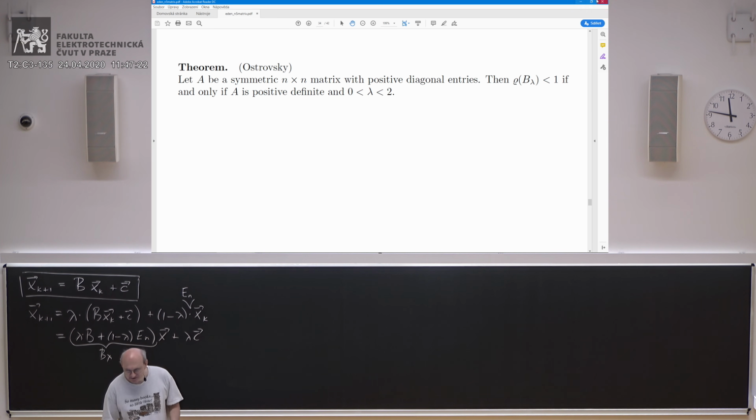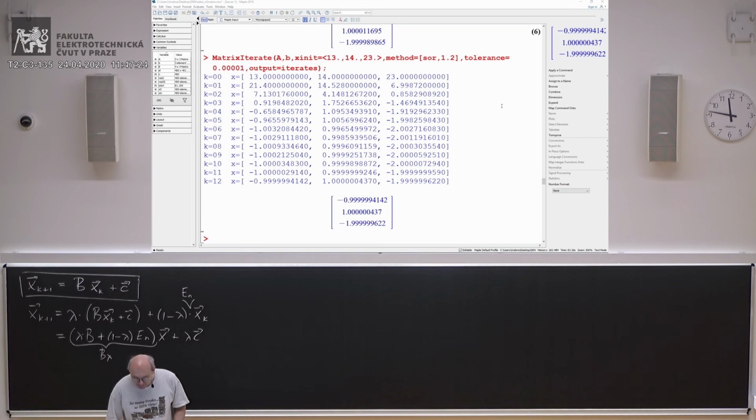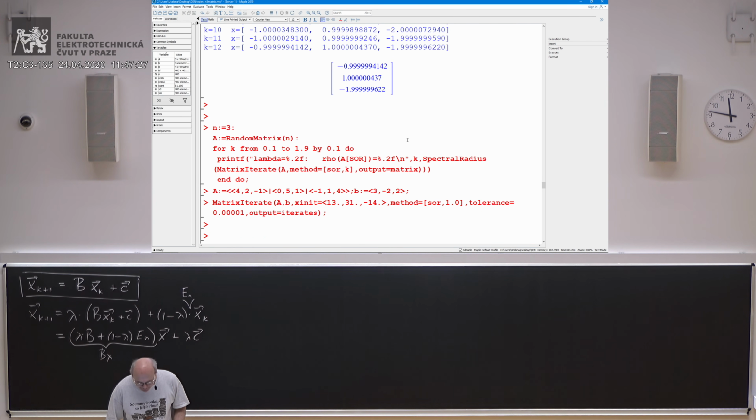That's a nice guide for practical applications. Okay, let's have a look at an example here. What I'm going to do, I'm going to generate a random 3 by 3 matrix, and then I'm going to apply relaxation with lambdas ranging between 0 and 2.